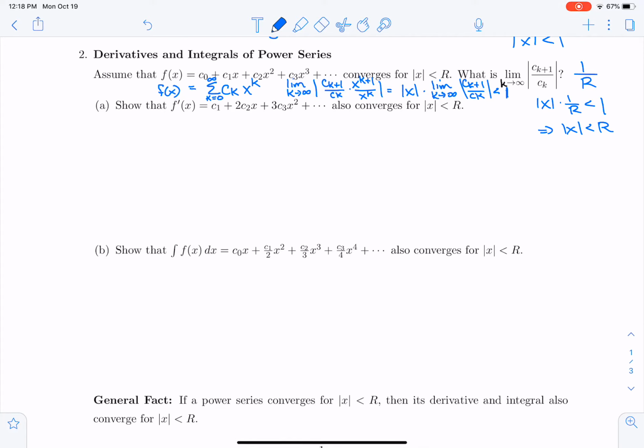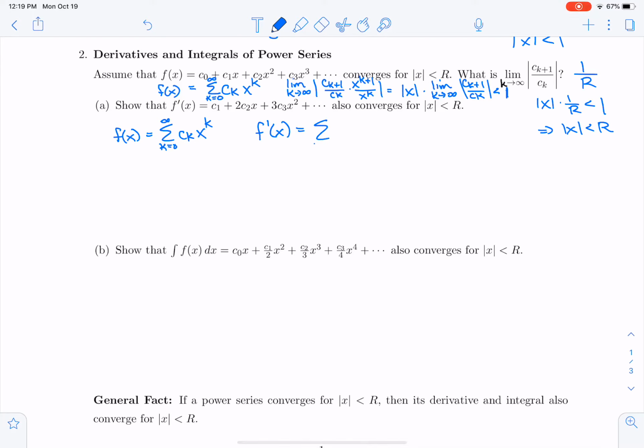Now that I've shown what the limit of the ratio of the terms is, I have my function f(x), which is just the sum from k equals 0 to infinity of c sub k x to the k. And what I want to know is, does the derivative of that series converge? So the derivative of c0 is 0. The derivative of c1 x is just c1. The derivative of c2 x squared is 2 c2 x, etc., etc.